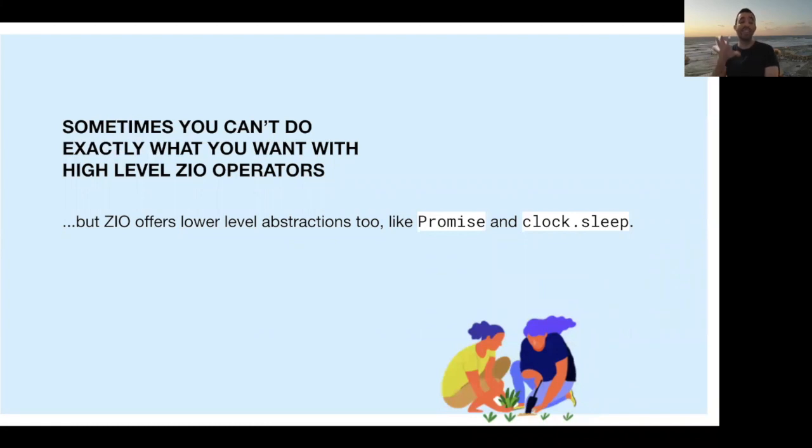Sometimes you can't exactly do what you are required with the high-level ZIO operators, like the retry with the schedules that I showed. But ZIO offers lower-level abstractions too, like promise and clock sleep. So anything that you can do in Scala or Java with the concurrency primitives Java offers, you can also do in ZIO in a very similar fashion. So it has both levels of conceptual work.